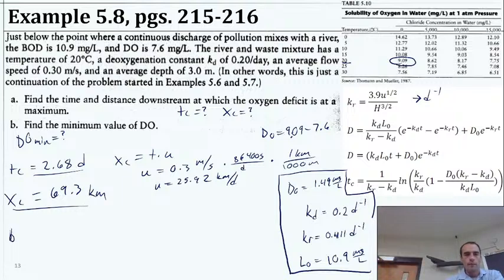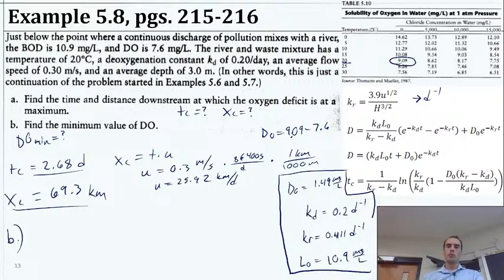Okay, so that gives us almost everything. So now we need to find the minimum value of DO. And here, what we can do is solve for the deficit at the time at which we're at the critical point. So we're going to take the time where we found the critical point and then use the other equation to solve for the deficit.